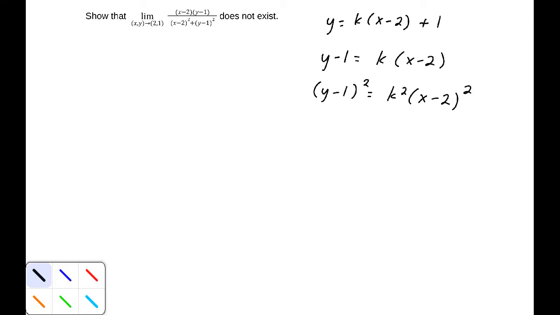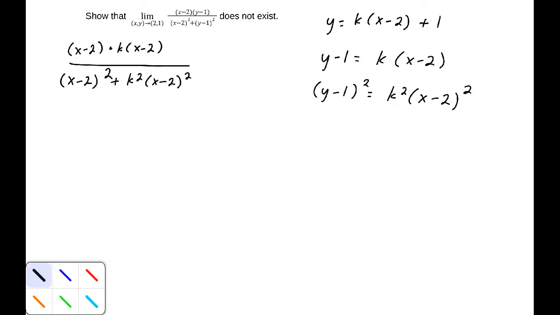So let's just consider the original function here. We have (x minus 2) multiplied by (y minus 1), which would be k times (x minus 2), in the numerator, divided by (x minus 2) squared plus (y minus 1) squared, which is k squared times (x minus 2) squared. Perhaps you can see why we chose this particular parameterized path.